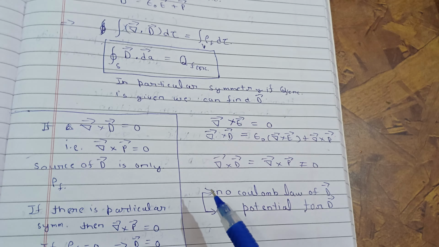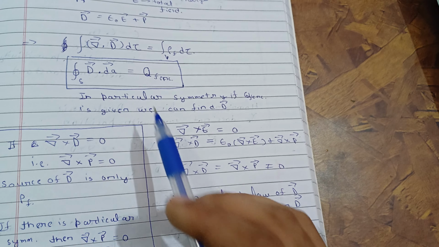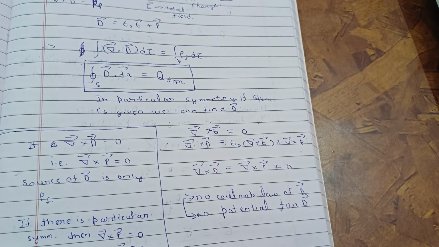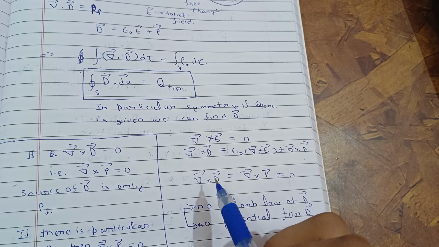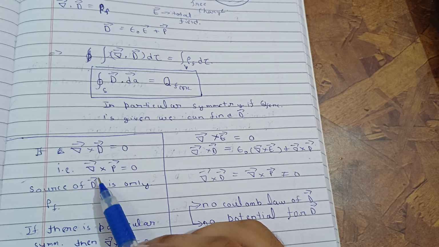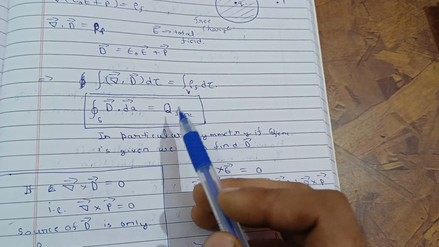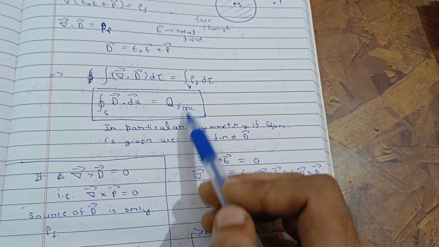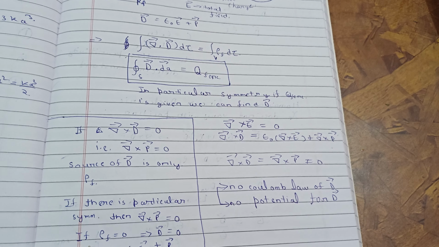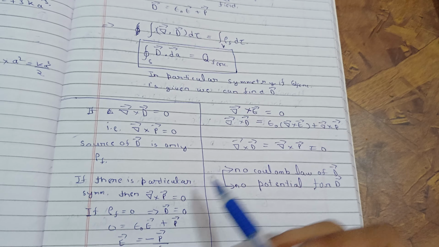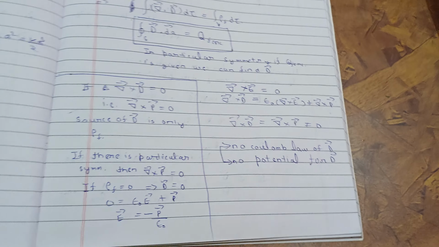So let's take the cases. When this del cross P is not equal to 0, then no Coulomb law can be written, no potential for D can be written, because then this equation will not be valid. So let's discuss the symmetry thing. If del cross D is 0, if this condition is satisfied, that means del cross P must be 0. The source of D is only rho f, means for the D, the free charge is the only source. So you can find D using the free charge only. If there is a particular symmetry, then del cross P must be 0. I already told you that only the symmetrical case can do this.